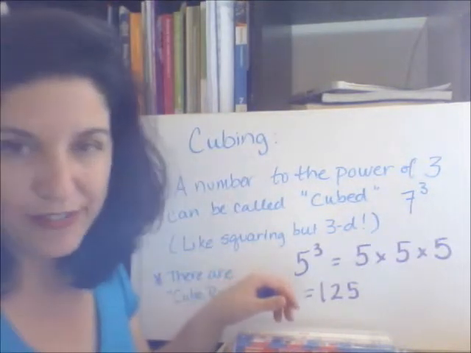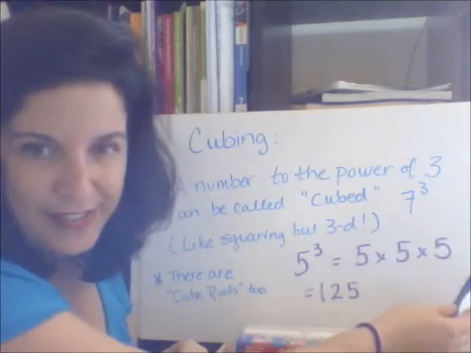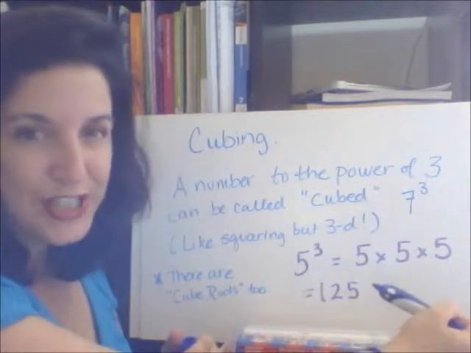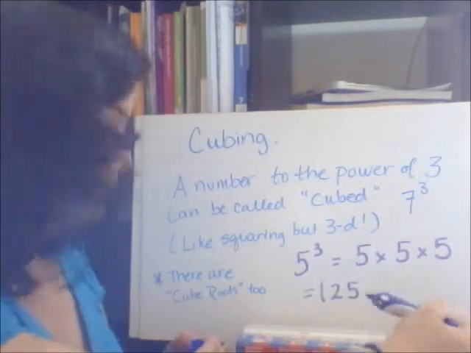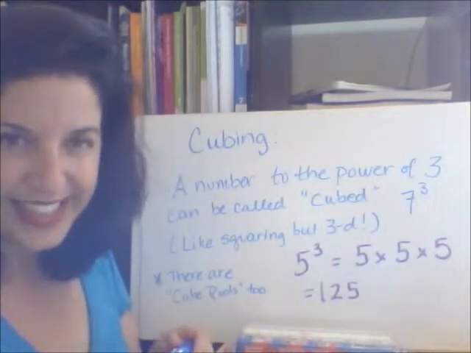So for example, here we have 5 cubed. That's the same as saying 5 times 5 times 5, which equals 125. And just for your information, you can have a cube root too. So you could say, what's the cube root of 125? And you would know it would be 5.